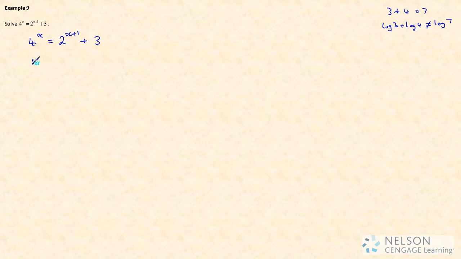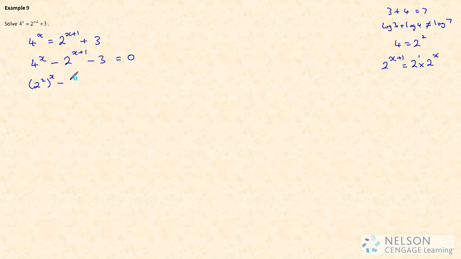The way to proceed here is bring everything over to the left-hand side. And then note that 4 is 2 squared, and 2 to the x plus 1 is 2 multiplied by 2 to the x. Think about the index laws here. So this is 2 squared to the x, take away twice 2 to the x, take away 3 equals 0.